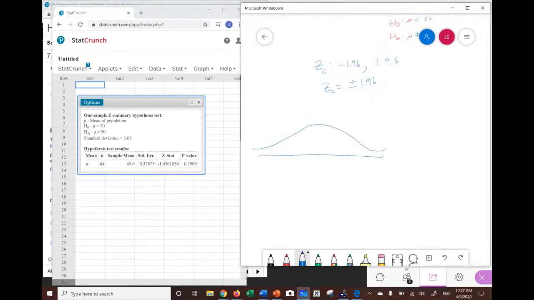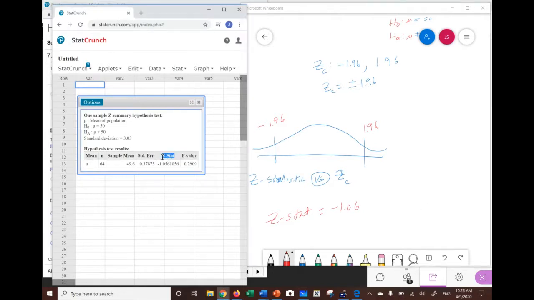is to use the z-stat, or statistic, versus the z-critical. We know the z-critical, there are two of them. Here is z-critical, which is negative 1.96, and this is 1.96. And the z-stat is equal to negative 1.06. Again, it is in here. We got it earlier. It is negative 1.06.